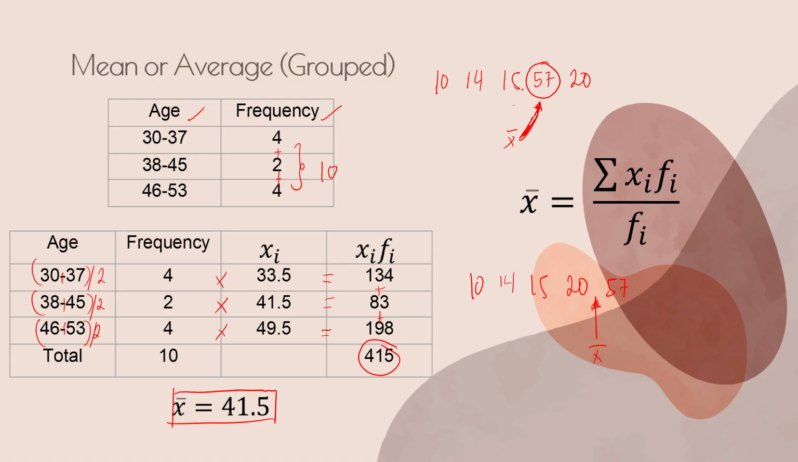Instead of being at the center, which by its classification as a measure of central tendency, it should be, it's not going to be, because our 57, our outlier, is going to pull our mean. So how do we solve this?